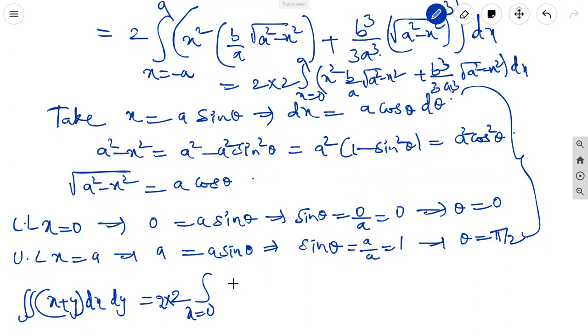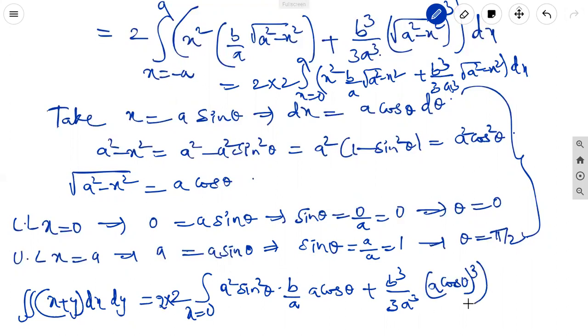Next, here substitute in the place of x square, what are we taking? a square sine square theta into b by a. Under root of a square minus x square is a cos theta, plus b cube by 3a cube, under root of a square minus x square is a cos theta whole cube. dx is a cos theta d theta, and the limits: lower limit is 0, upper limit is pi by 2, sorry.